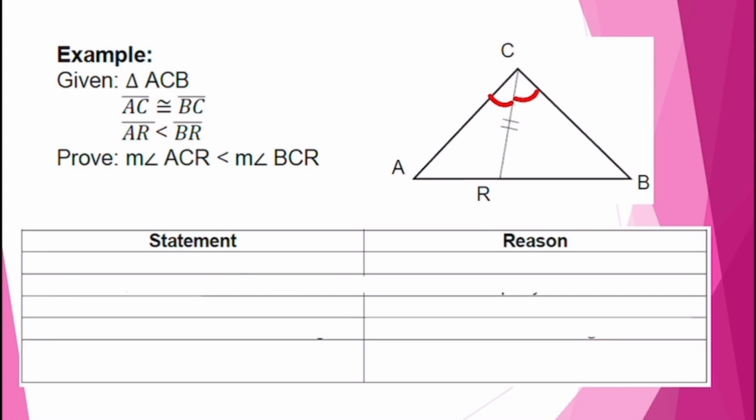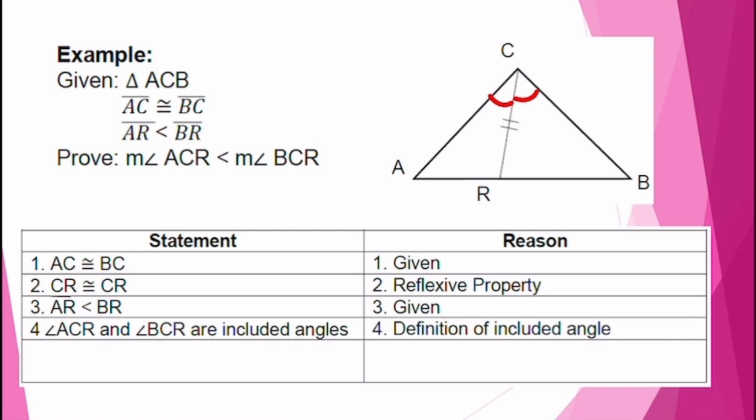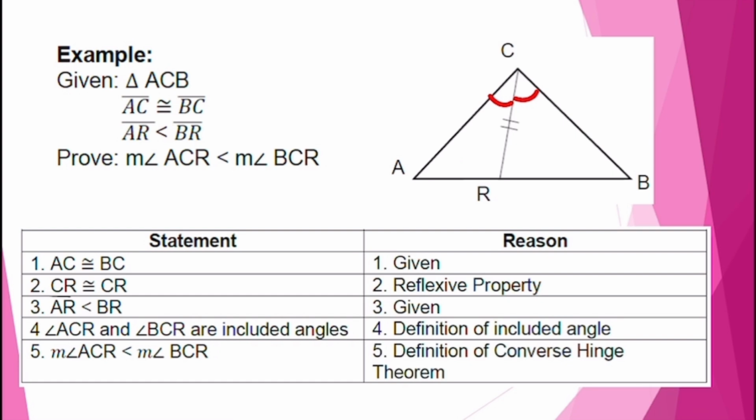So for our first statement, line segment AC is congruent to line segment BC. The reason is given. For our second statement, line segment CR is congruent to line segment CR. The reason? By reflexive property. For our third statement, line segment AR is less than line segment BR. The reason is given. For our fourth statement, angle ACR and angle BCR are included angles. The reason? Based on the definition of included angle. And for our last statement, the degree measure of angle ACR is less than the degree measure of angle BCR. And the reason here is by the converse of the hinge theorem.